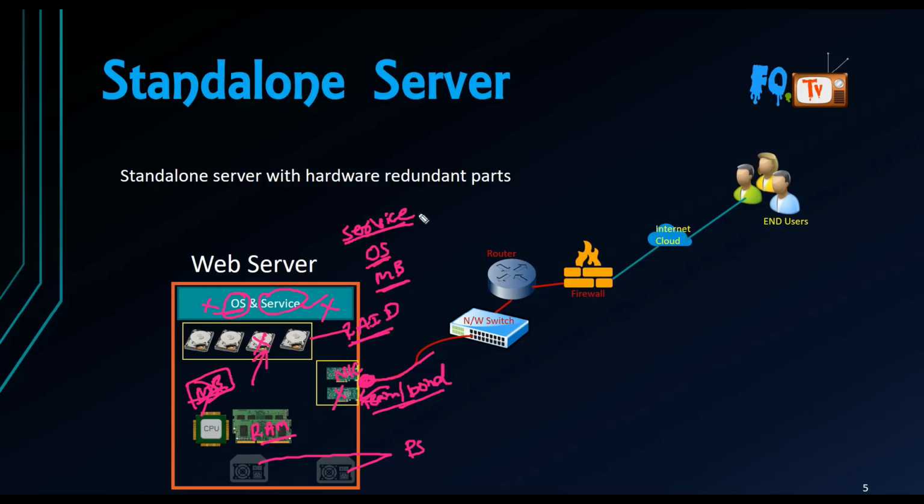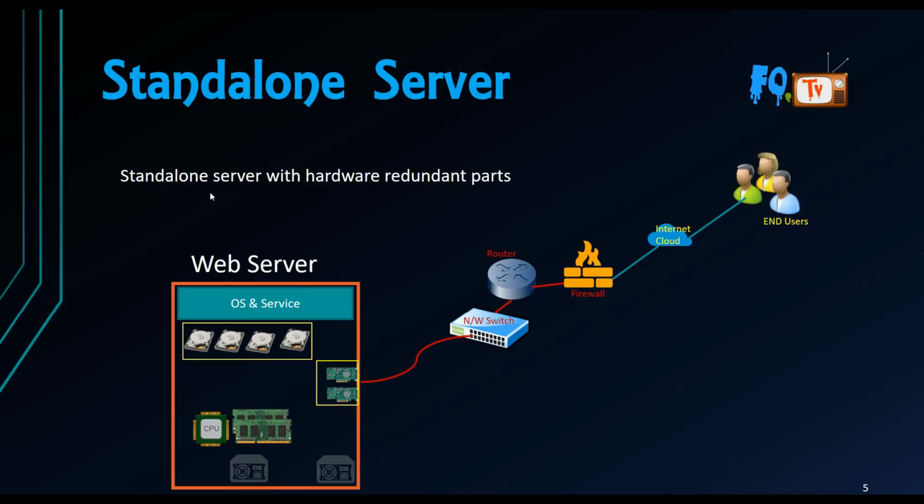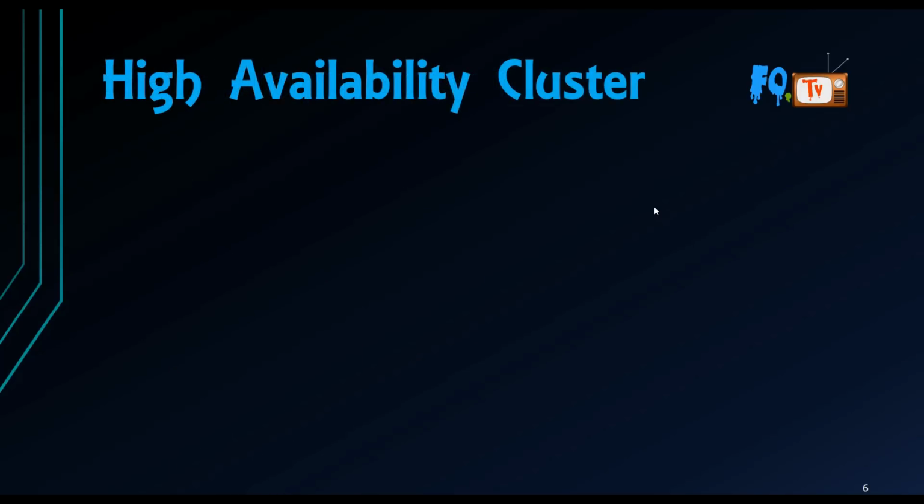The question is, if one of these components fails, then what happens? Again you come back to the same standalone server situation: our components have failed, we have to replace them, and we need something like 4 to 6 hours of downtime to do that. Then clients cannot access the service, and your customers are not happy with your service. To avoid such things, what we are going to set up here is a high availability cluster.